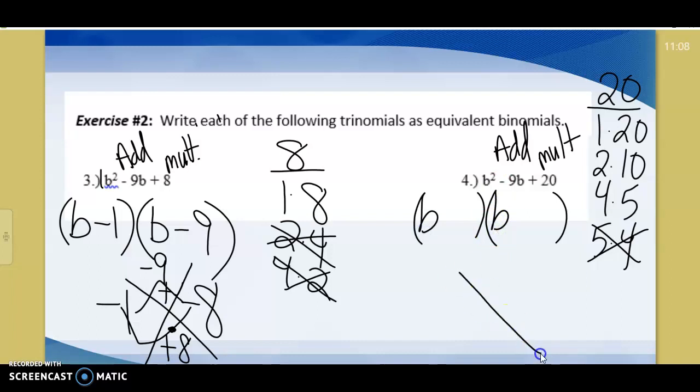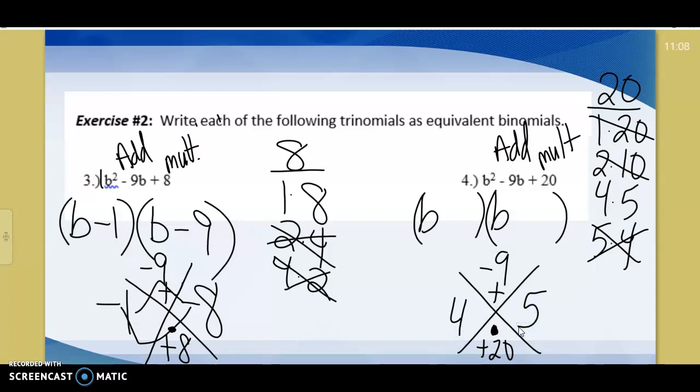Do you have to use the x? No. But do I use it to teach you good habits? Certainly. This will definitely get you into the right mindset. So we need to add to -9, multiply to +20. Looking at our list, 1 and 20, not going to get us to -9. 2 and 10 can get us to 8 and 12, but not -9. So it's going to have to be the 4 with the 5.